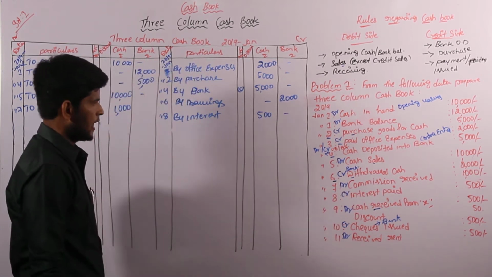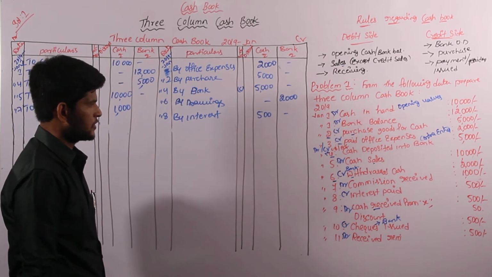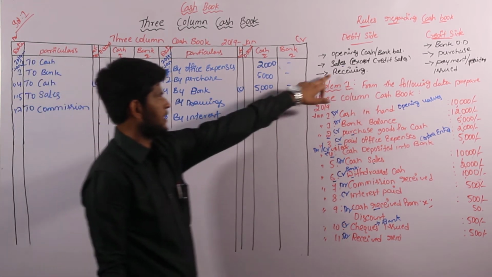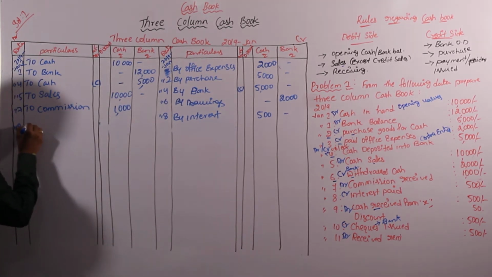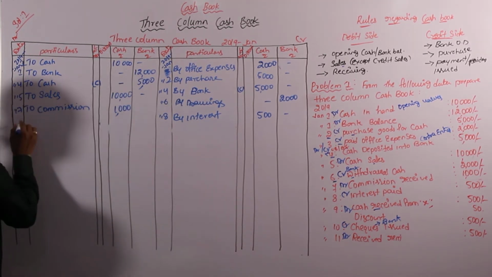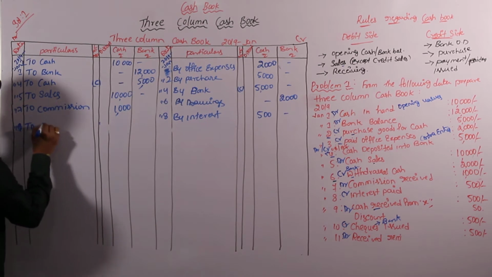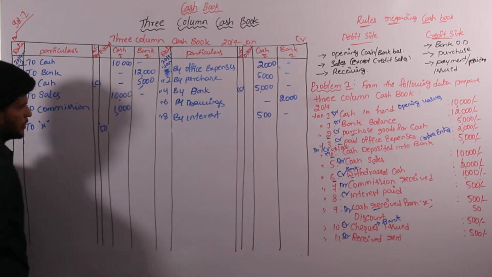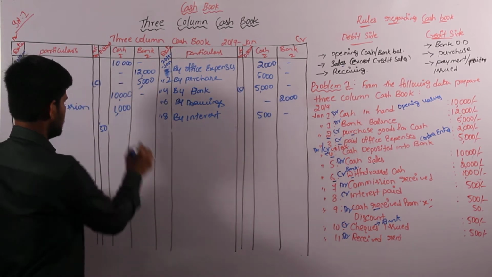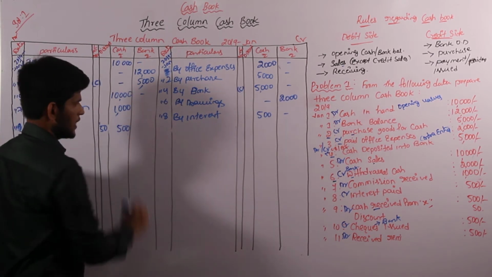And next one, cash received from X 500, discount 50. Receiving is there in the debit side, that is on 9th. To X, I am writing the name of the person. In the discount column we have to write the discount amount. We are receiving cash, so we have to enter the amount in the cash column only.